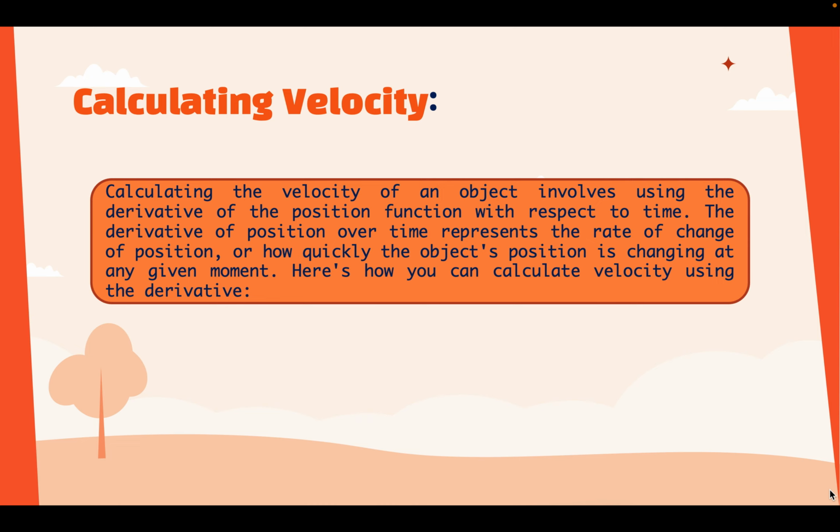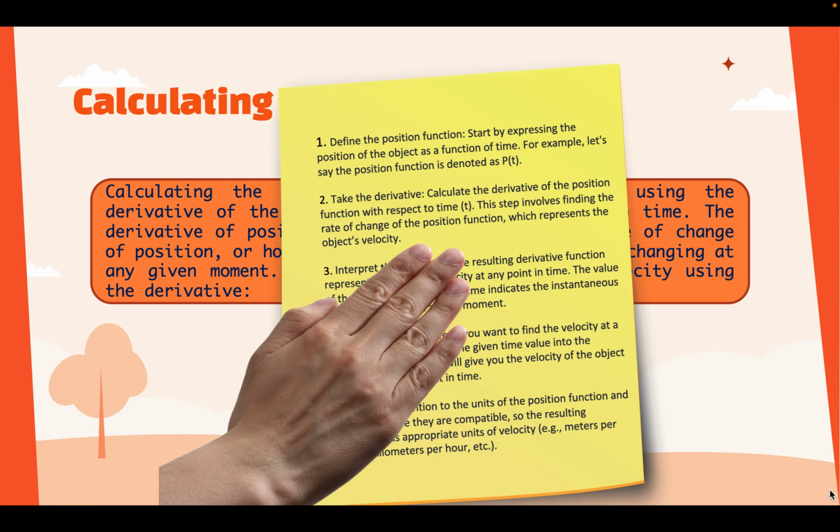Now, calculating velocity. Calculating the velocity of an object involves using the derivative of the position function with respect to time. The derivative represents the rate of change of position, or how quickly the object's position is changing at any given moment. Now, to calculate velocity, we follow these steps.